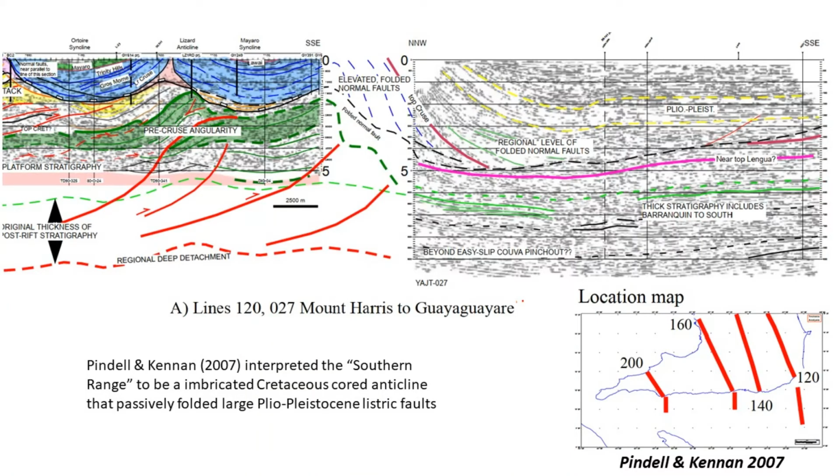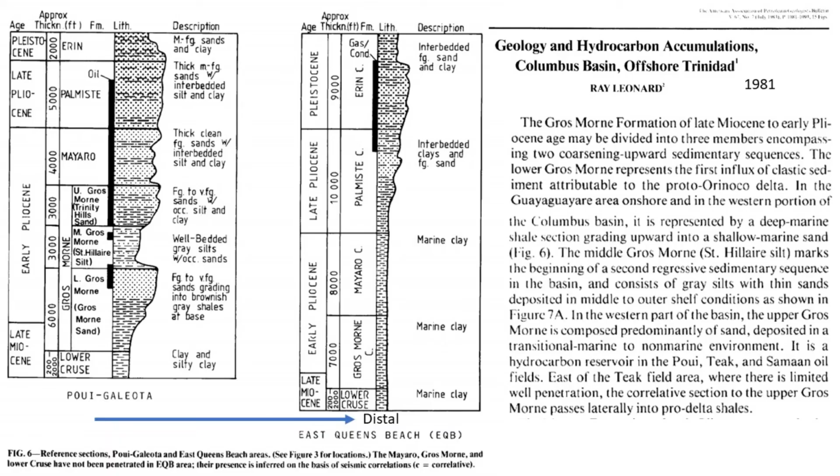Pindell and Kennan in 2007, using 2D seismic from the onshore and offshore Trinidad, interpreted the southern range to be an imbricated Cretaceous chord anticline that passively folded large Plio-Pleistocene listric faults.